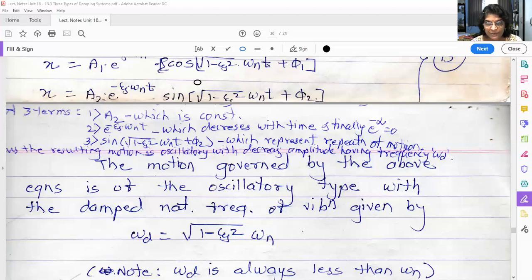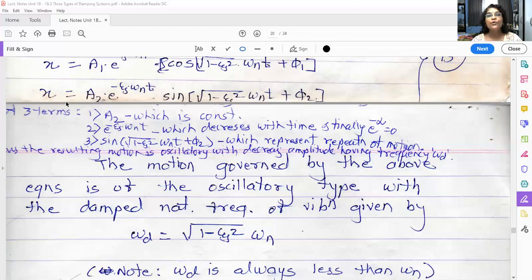What we have observed when we studied the earlier two cases, that is over damped and critically damped, is that the sine term was not there. That's why the motion was simply an exponential curve. There was no sinusoidal motion. But in this underdamped vibration, the motion is sinusoidal, the motion is simple harmonic, the motion is vibratory, the motion is periodic.